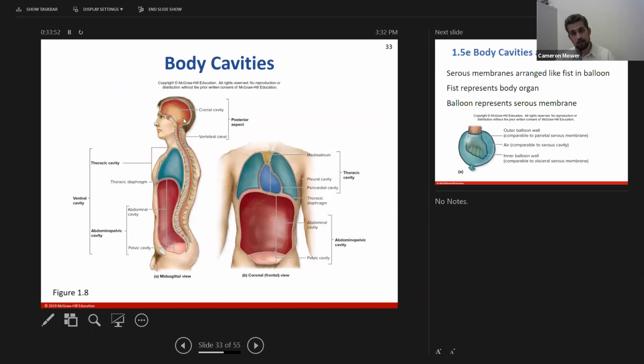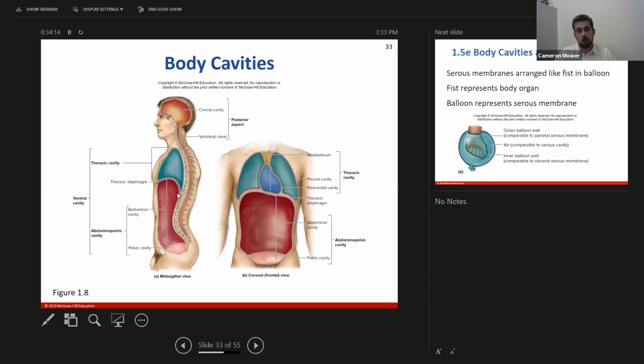So here are the body cavities. You've got your cranial cavity here, vertebral canal right there that make up your posterior aspect. Posterior because it's all sort of behind all of this. And then you've got your anterior or ventral cavity right here, which is going to include your thoracic cavity, the dividing line of which is going to be the diaphragm right there.